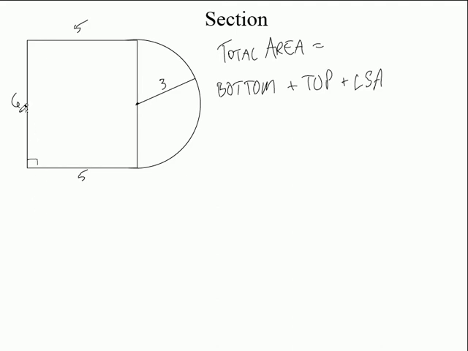35. Okay, that's what I thought you meant. All right, so watch. The area of this rectangle is what? It's 6 times 5, isn't it? Which is 30.